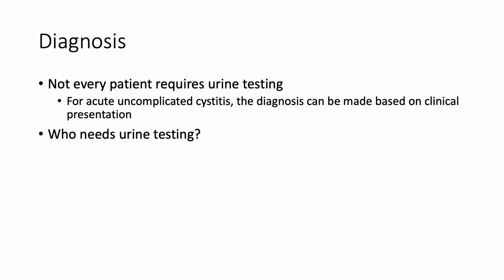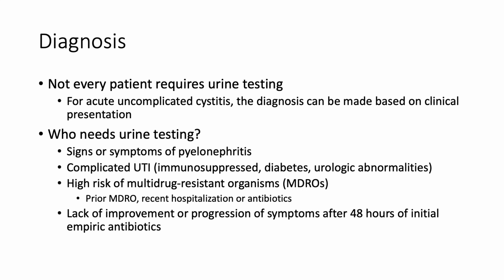But who does need urine testing? If they have any signs or symptoms of kidney infection or more systemic illness or sepsis, you definitely want to test their urine. If you suspect a complicated urinary tract infection, so the patient is immunosuppressed or immunocompromised, if they have diabetes, or if they have known functional or structural urologic abnormalities, you should test their urine. If they have a high risk of multi-drug resistant organisms, like prior resistant organisms or recent hospital stay or recent antibiotic use, you should test their urine. Or if you start someone on antibiotics empirically and they're not getting better after 48 hours, you should test their urine.